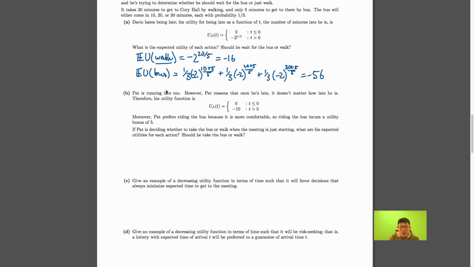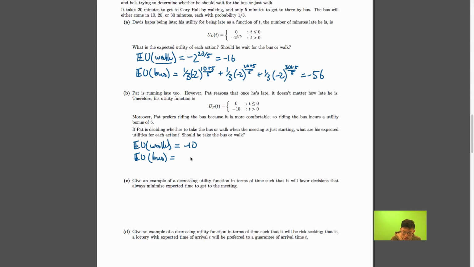So Pat actually doesn't care how late he is. He just cares that he's late. And we can see this because his utility function is just a constant -10 for all positive t's. He also prefers to ride the bus because he doesn't like to walk. Go figure. And he will account for that by giving a bonus 5 utility if he takes the bus. So if he chooses to walk, he will just incur a penalty of -10 because he will be 20 minutes late, and he assigns a constant utility to being late any number of minutes.